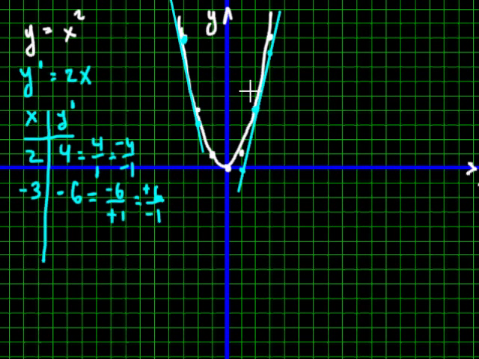Okay, so at a point -3 on the x, we have this point on the parabola, and slope at this point on the parabola is equal to -6, and we can sketch it. We can sketch this slope using this line. Okay, that's good enough.